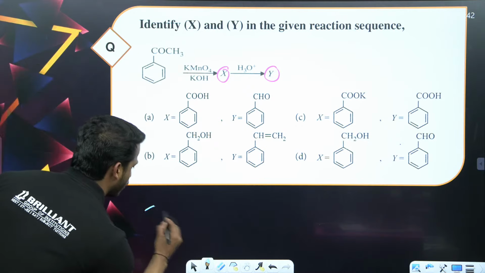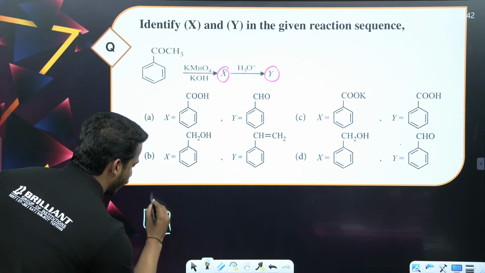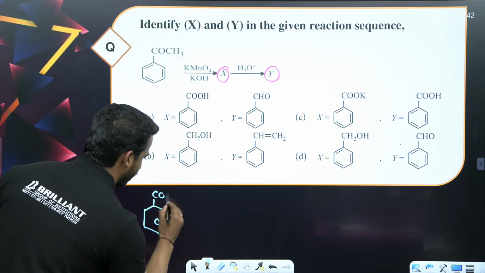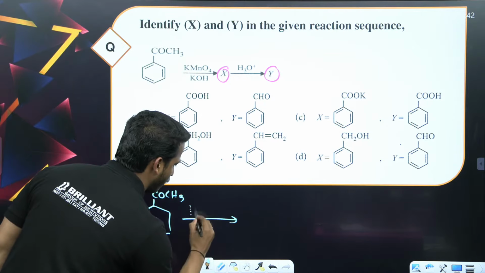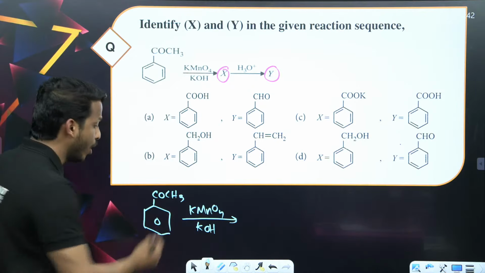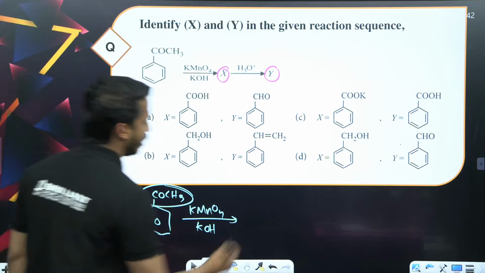Simple question. Acetophenone, it's a ketone, dear all. This is COCH3, acetophenone. Acetophenone treated with KMnO4 and KOH, alkaline KMnO4. You know, ketone on oxidation, it will give you what?